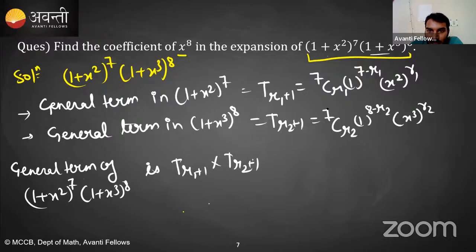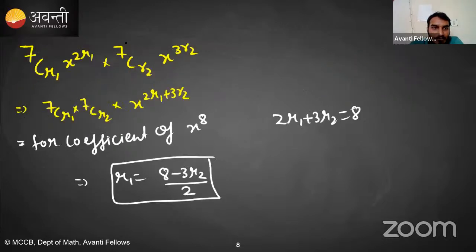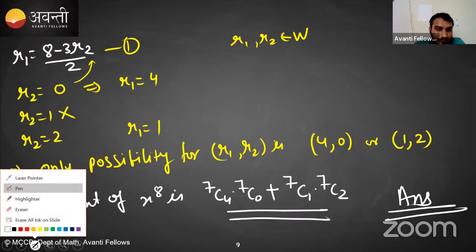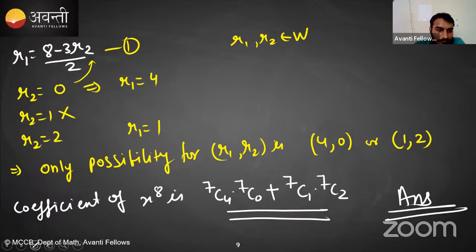It will be 8, right? So it is 8. So multiplying these two, the general term we got is 7c r1, 8c r2 into x raised to the power 2r1 plus 3r2. Clear? And I need the coefficient of x raised to the power 8. So for this, 2r1 plus 3r2 should be equal to 8. So it means r1 becomes (8 minus 3r2) by 2. Is this clear? Students, Namrata, is this clear?